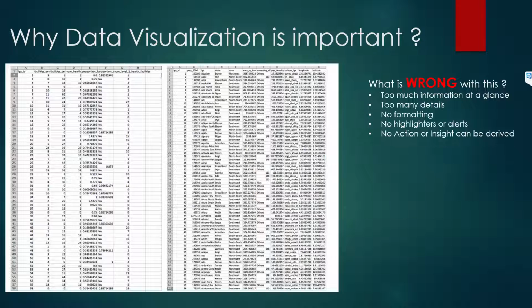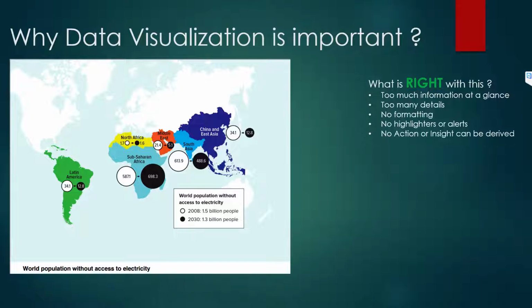Now, let's say I want to look at what is that one area which has the maximum area per square kilometer, right? It's very difficult to find out. It's not sorted. So there are many things that you can go on and on about, which is so wrong with this data, right? Now, moving on to the next slide.